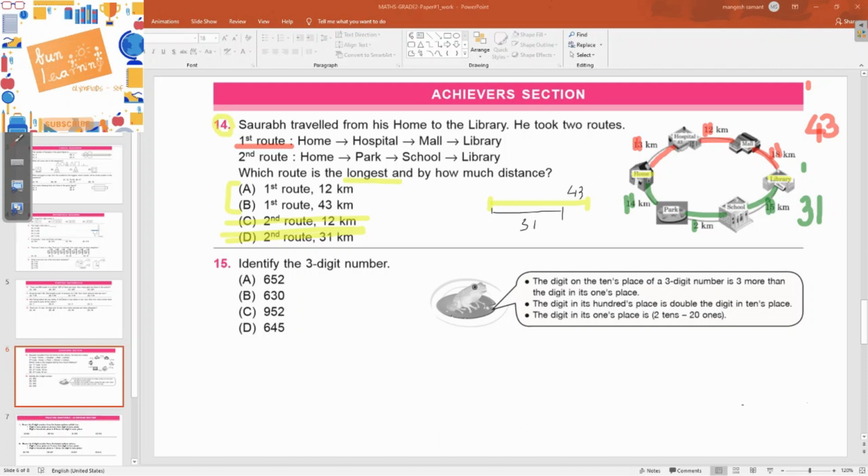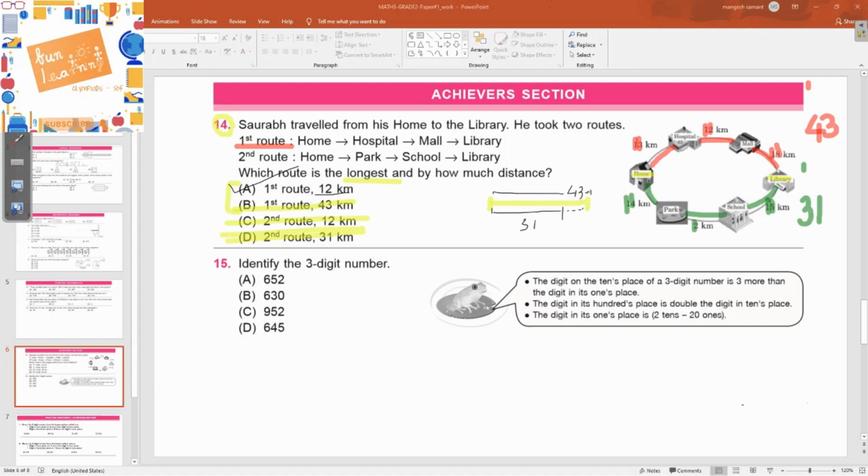So the second portion says by how much distance? So how much longer is route 1? Definitely route 1 is not longer by 43, because 43 is the full distance. So route 1 is longer by 43 minus 31, which will be less than 43. So clearly we can eliminate this option and our answer will be option A. Yes, that is 12 kilometers.